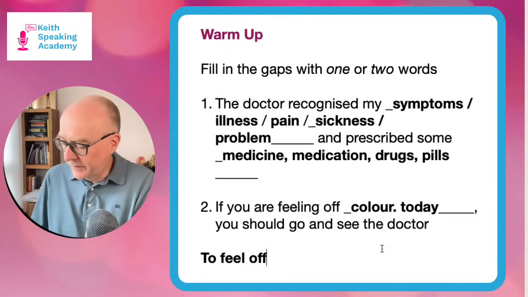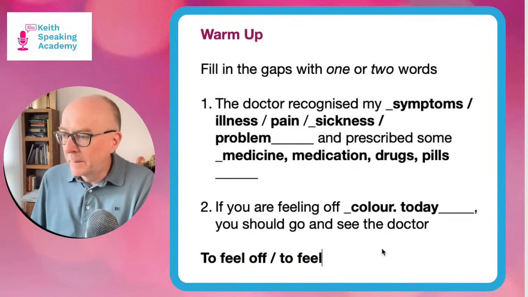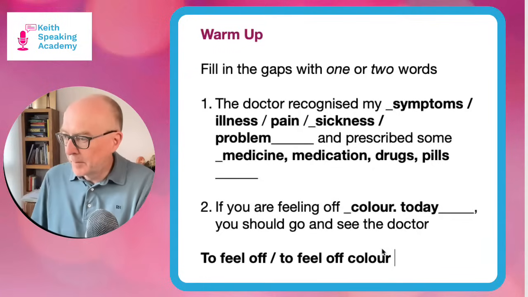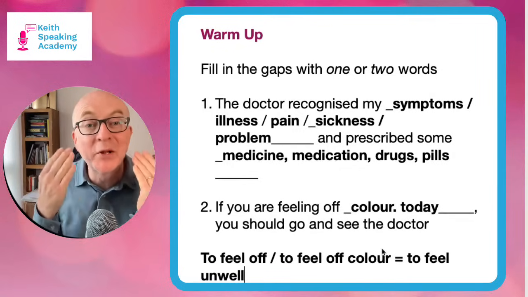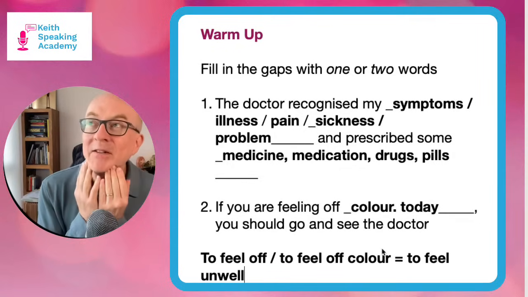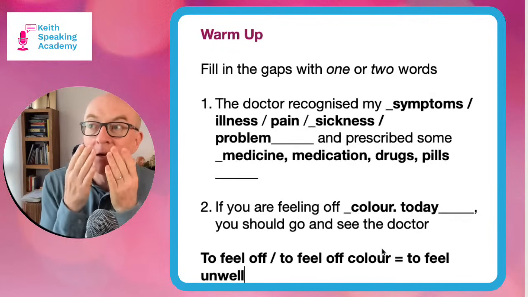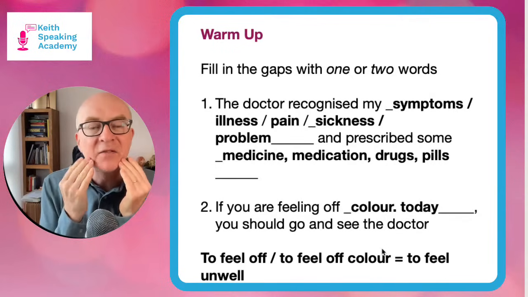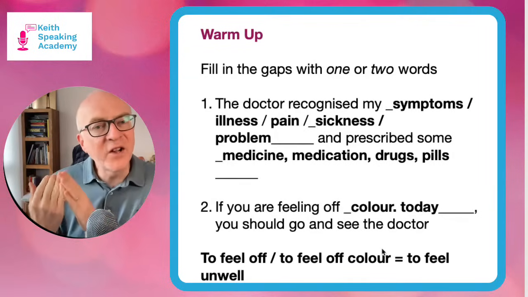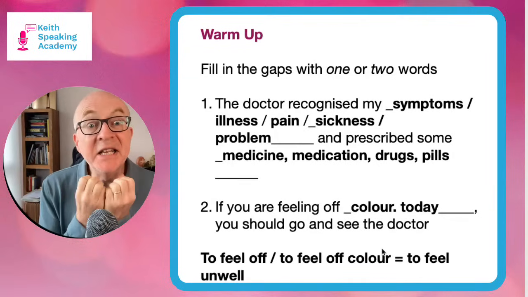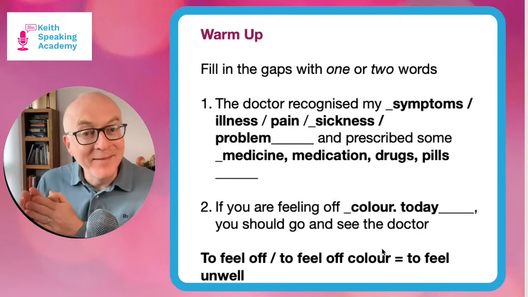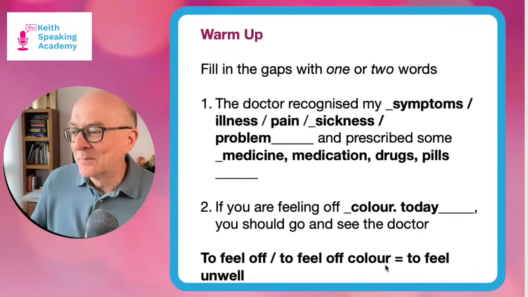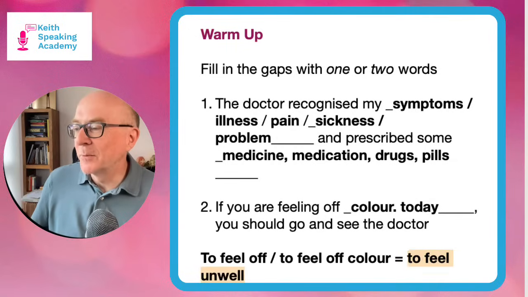To feel off and to feel off colour equals to feel unwell. Off colour, you can imagine, because your normal colour maybe is, well, it depends, right? For me, my normal colour is kind of a bit rosy, but if I'm very pale, I'm off colour. It's the wrong colour. Or if you're very yellow, then you're off colour. You're not well. You're unwell. Not well, unwell. Okay, excellent, good.